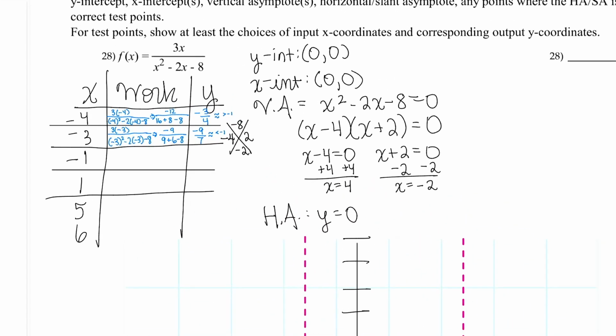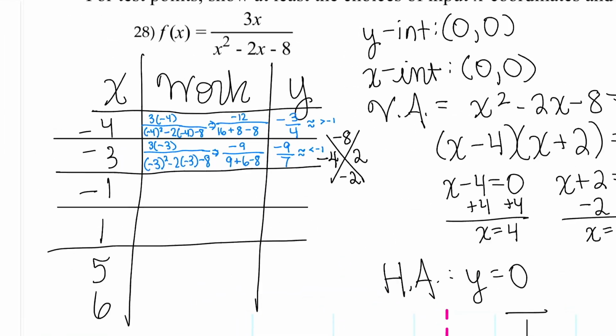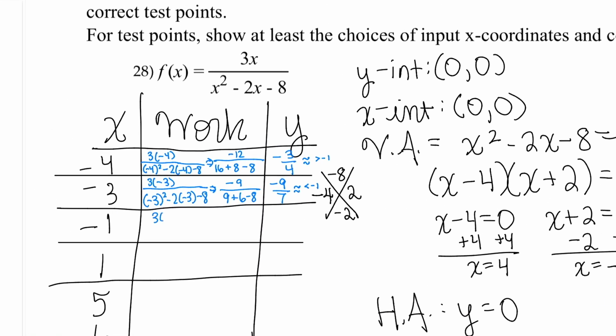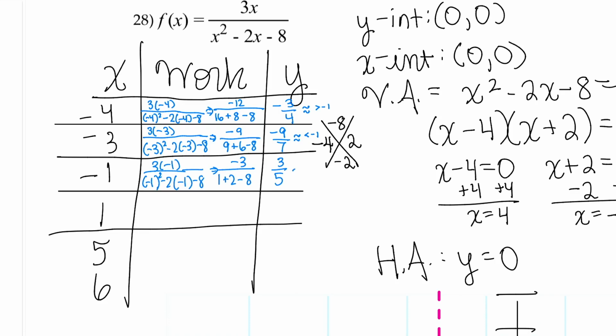Okay, now let's go ahead and plug in our 2 points surrounding the origin. When we plug in -1, we're going to get -3 over 1 plus 2 minus 8. So I'm getting here 3/5. Okay, that's very close to positive a half.